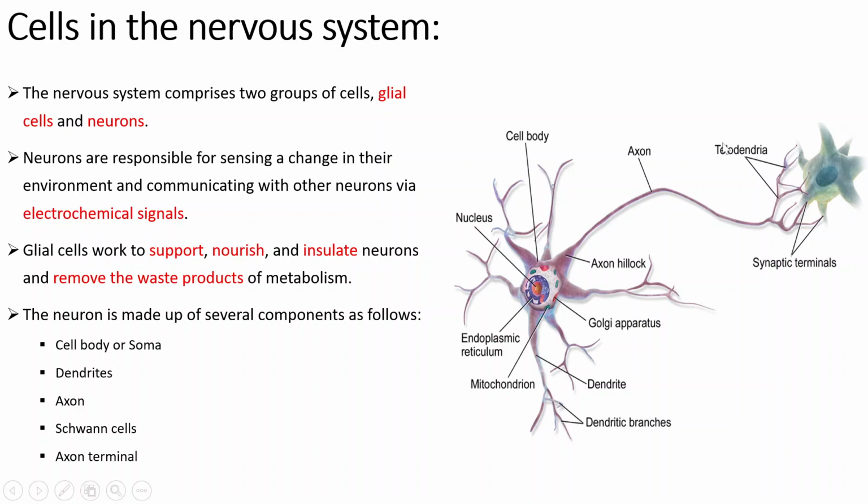Next, we have the axon. This is a long projection that originates from a region of the cell body which is known as the axon hillock. The axon is responsible for transmitting the signal away from the cell body towards the synapse. Next, we have the Schwann cells, which are not shown here. The Schwann cells are mainly responsible for myelinating the axon, and Schwann cells are responsible for myelination in the peripheral nervous system. Next, we have the axon terminal over here. The axon terminal is responsible for transmitting the signal to other neurons with the help of several neurotransmitters.